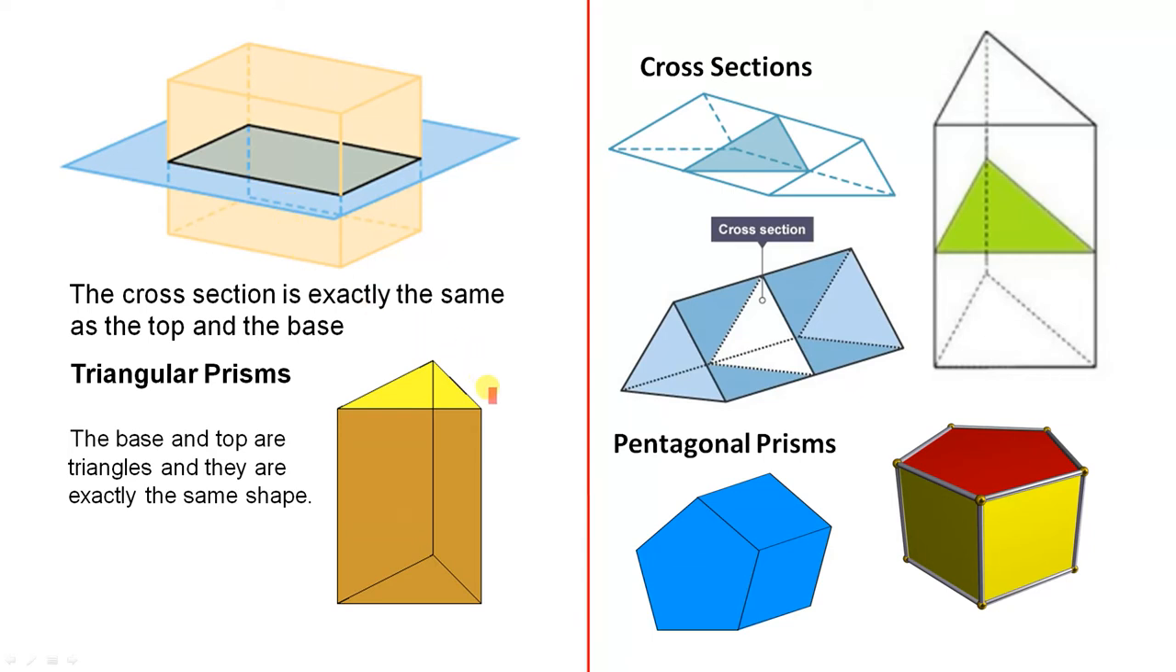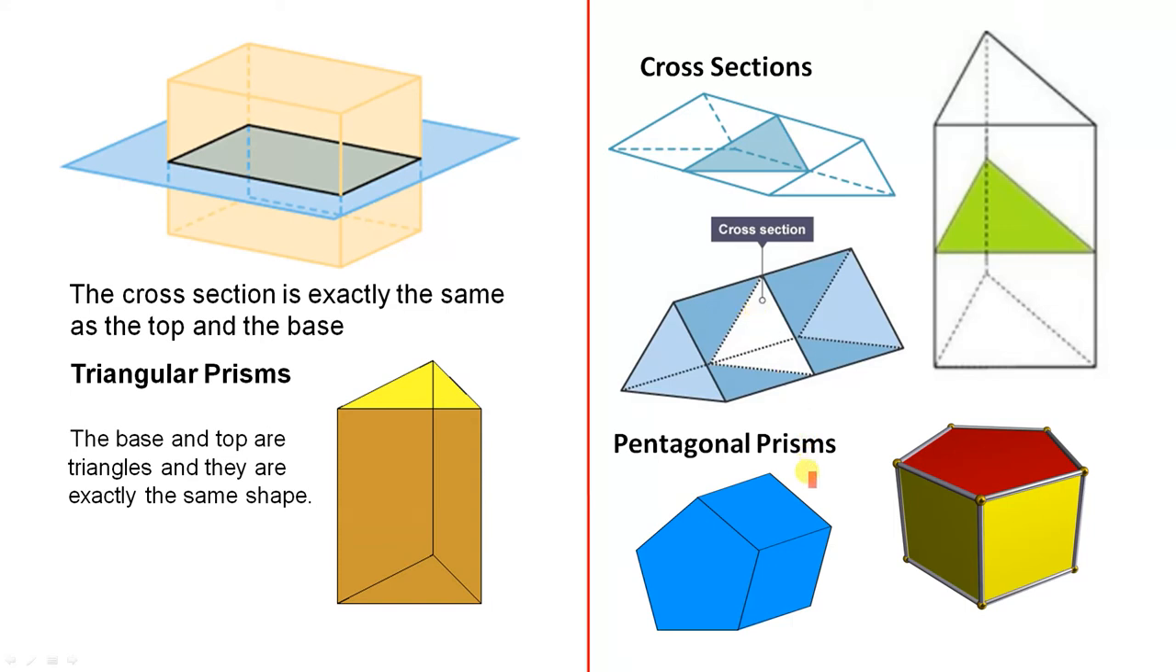Triangular prisms. The base and top are triangles, and they are exactly the same shape. So that yellow section here and the bottom part, they're triangles, exactly the same, and that's why it's called a triangular prism. Now here are three different types of triangular prisms. The orientations are different, but if you look at the slicing, it is the same as the two ends. Doesn't matter where the orientation is, as long as you slice parallel to the top and the bottom, then that section that you've sliced is exactly the same shape.